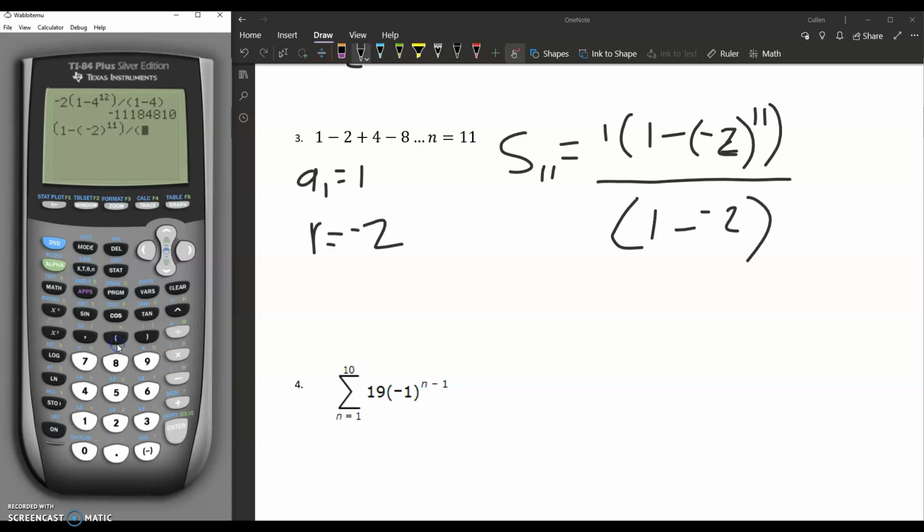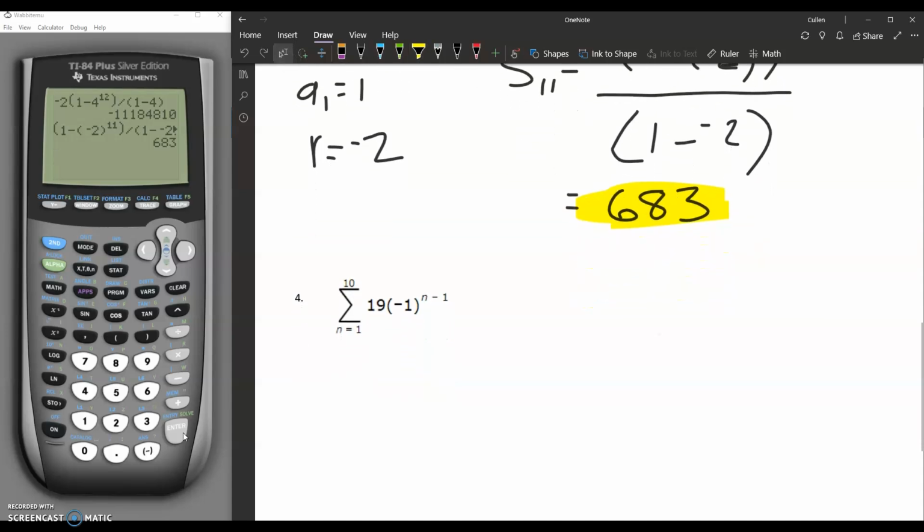And then divide it by 1 minus negative 2. You can change that one to plus 2 if you want to, because like I said, it doesn't have an exponent. So it is 1 plus 2, which is 3. Which gives you your final answer of 683. Okay?